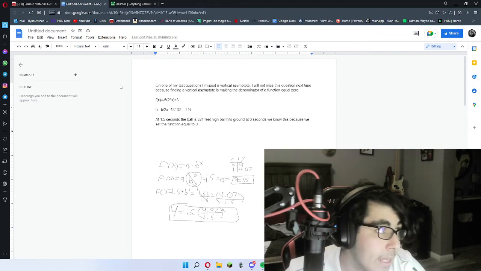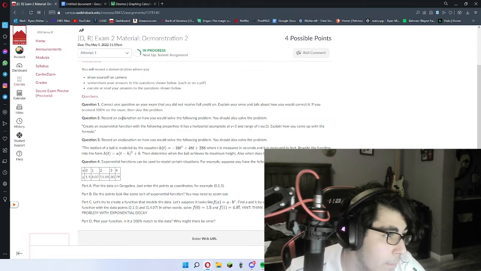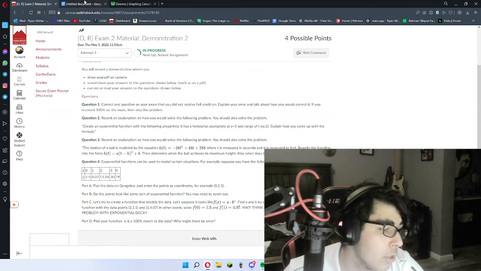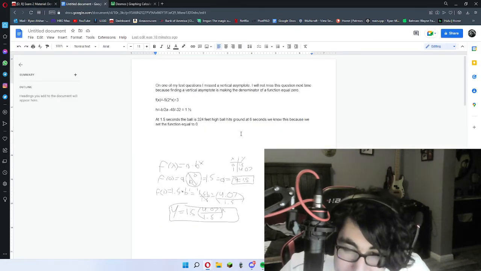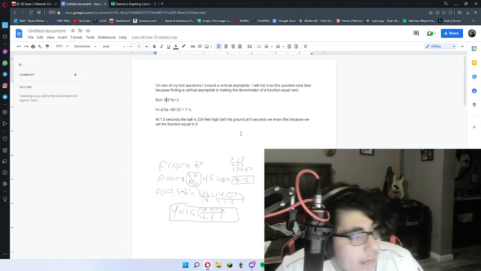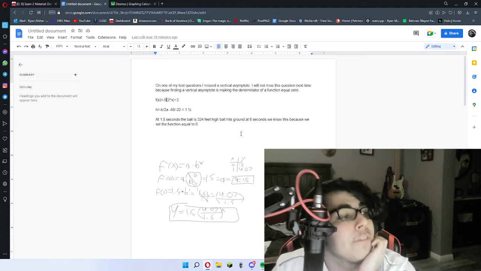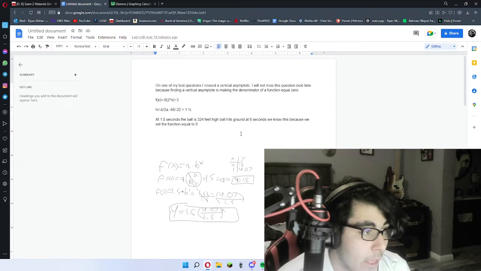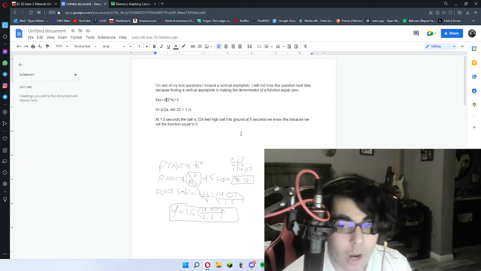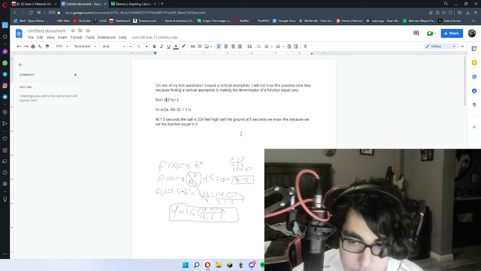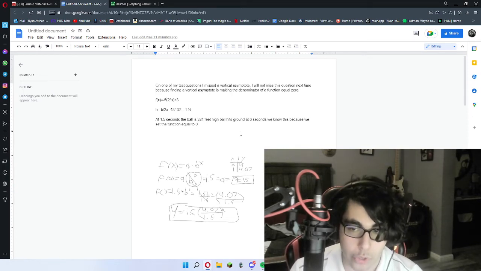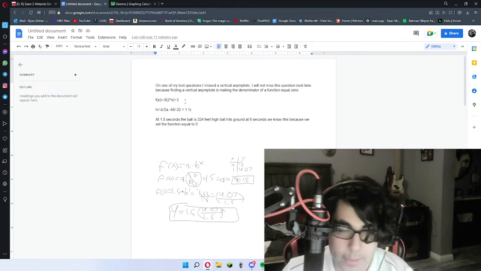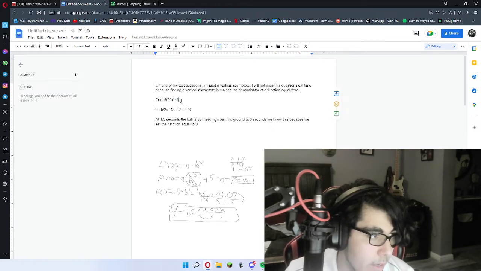Second question: create an exponential function with the following properties. It has the horizontal asymptote y equals 3, range of negative infinity to 3. So for this, I made the function negative 5 times 2 to the power of x, plus 3. The negative 5, you can put any number you want, but it has to be negative, and that's for the range. The range is negative infinity to 3. The reason it's 3 specifically is because of the final plus 3.